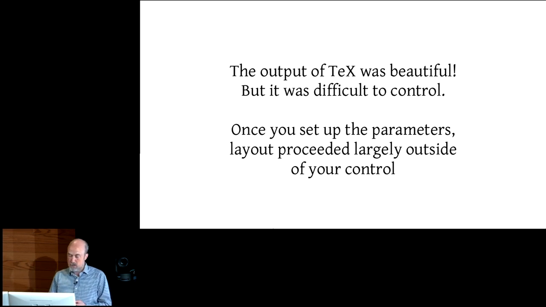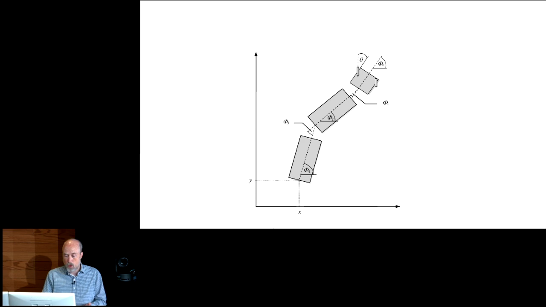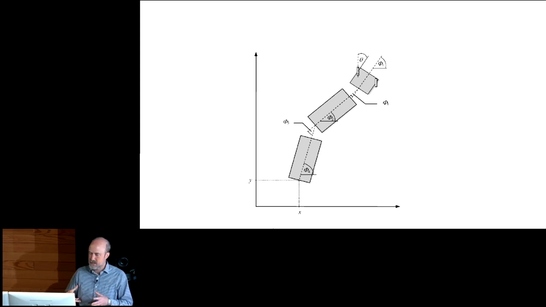The output of TeX was beautiful, but when I eventually had a computer powerful enough to run it, I found it was difficult to control. Once you set up the parameters, layout proceeded largely outside of your control. It reminded me of a problem that I've seen recently, which is the tractor and trailer problem. A tractor has a motor and can move forward and back, and the trailers are simply passive.